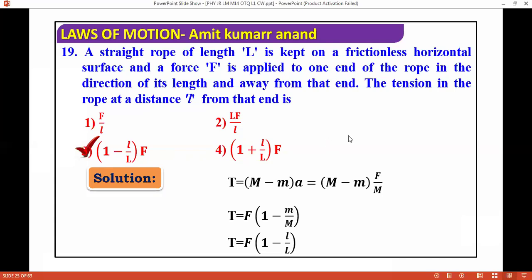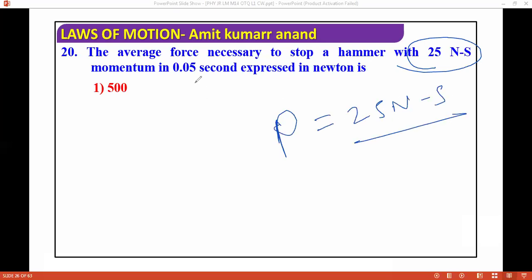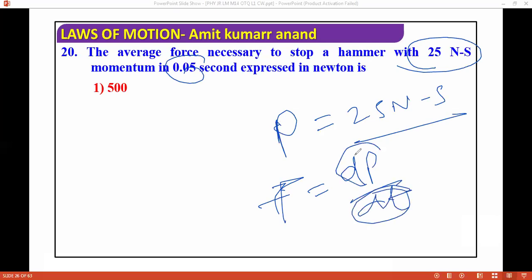The next question: the average force necessary to stop a hammer with a momentum of 25 newton second in 0.05 second. This is a very easy question. Momentum is given as 25 newton second, and time is given as 0.05 second. Force is the rate of change of momentum with respect to time.